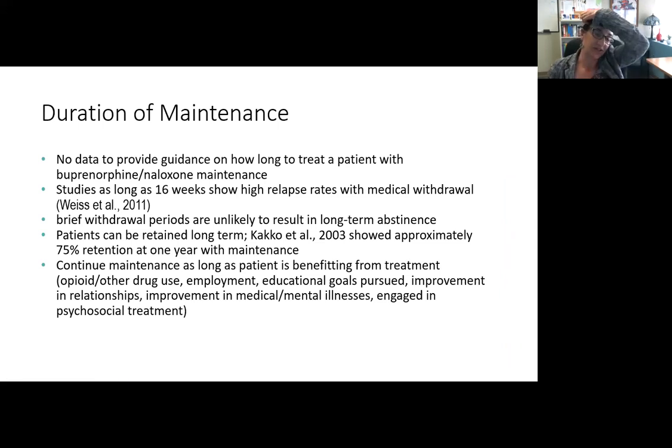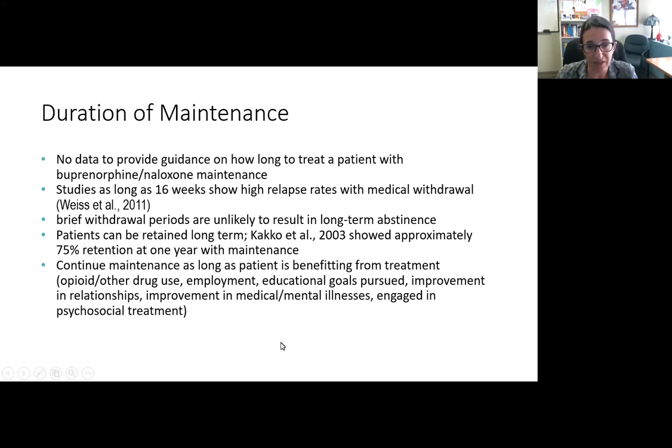Okay, and so also just touch upon withdrawal. If someone is again wanting to go through tapering down and off of the buprenorphine, we try to support them in that. Wouldn't, as I said before, encourage it, but if they're at a point where they're ready to, we don't have data to guide someone in terms of how long they should be on it, but we do have data about relapse and overdose risk when off of it. Studies as long as 16 weeks do show these high relapse rates with withdrawal, and brief withdrawal periods are unlikely to result in long-term abstinence.